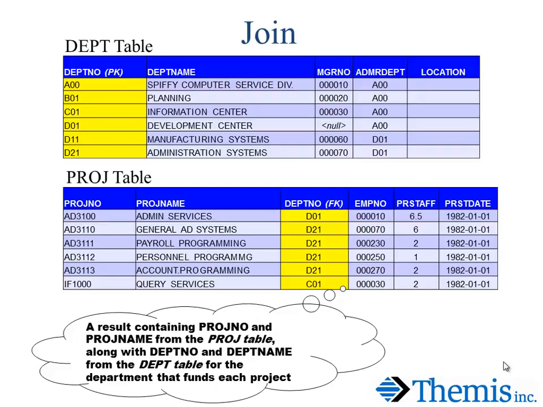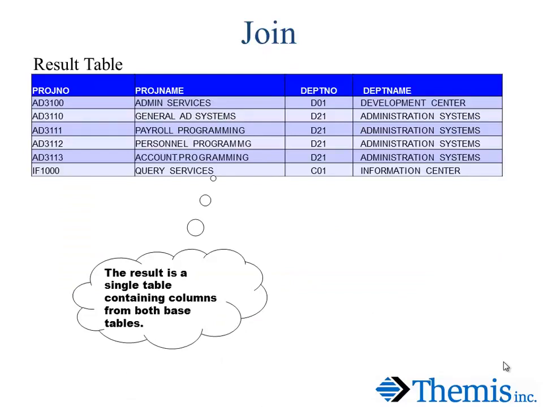Very powerful. So here I've got a situation where I've got the department table and a project table. Project table has a department that's responsible for it as a foreign key. Now I want to find a result containing the project number and project name from the project table along with the department number and name of the responsible department. So I should be able to produce a result that looks like this. And if I join these 2 tables together, this is what I'll get out, a table.